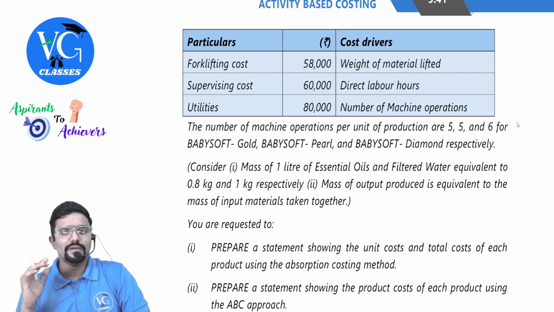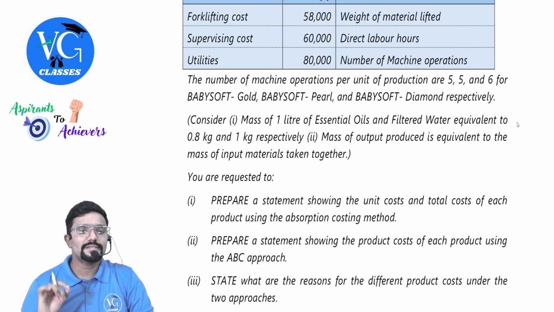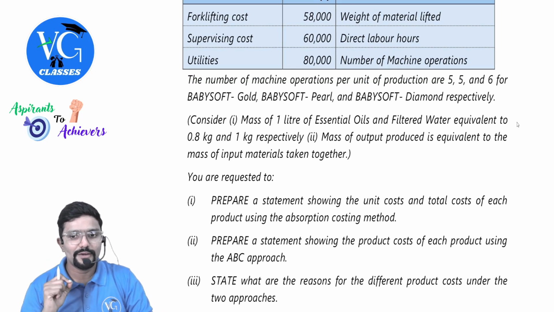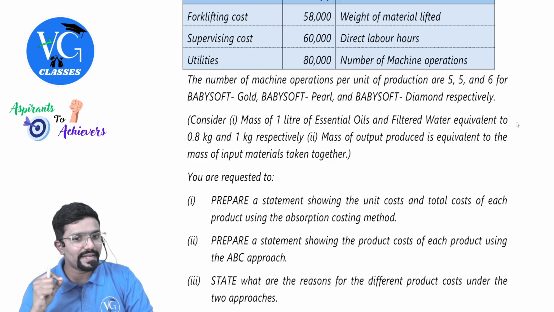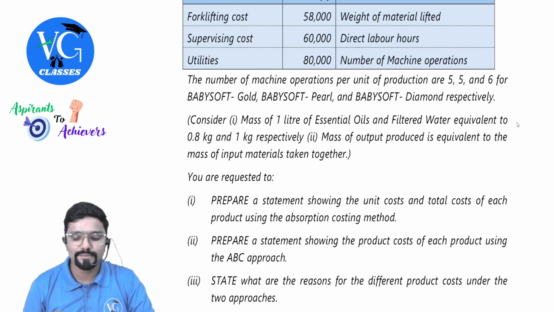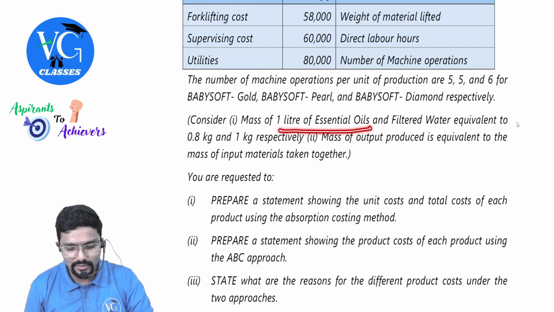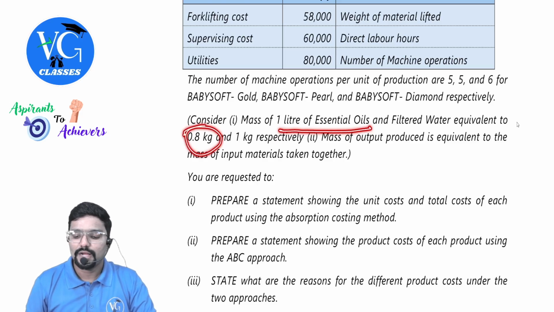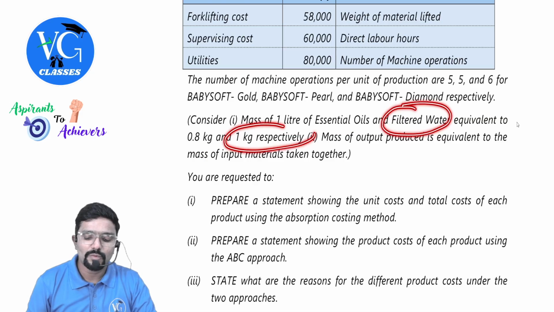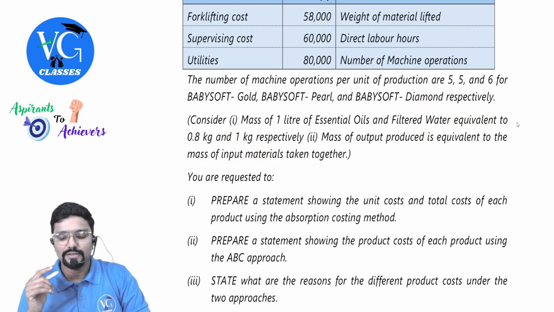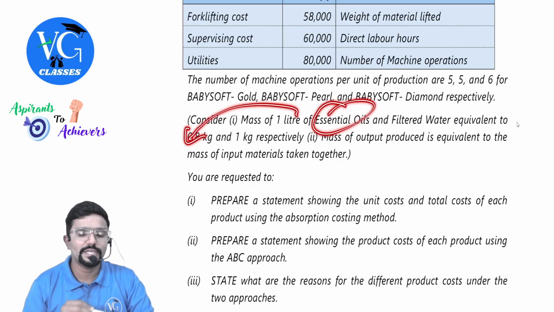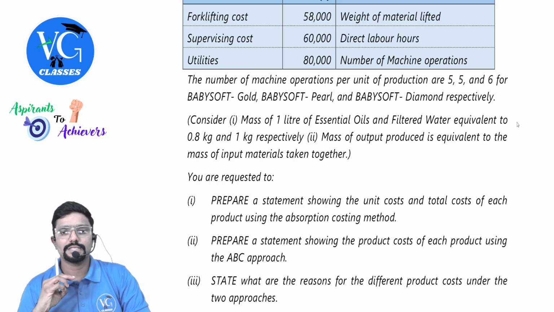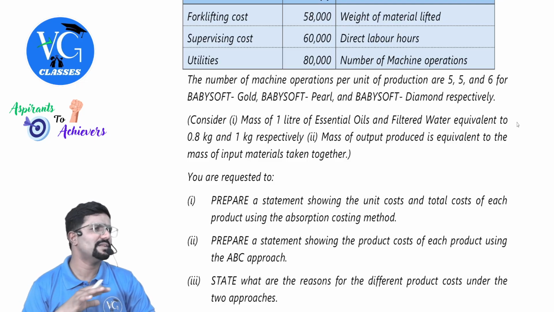For babies of gold, pearl, diamond. Consider mass of 1 liter of essential oil and filtered water equivalent to 0.8 kg and 1 kg respectively. Guys, simple. 1 liter of essential oil is equal to 0.8 kg. And 1 liter of filtered water is equal to 1 kg. Mass of output produced is equivalent to mass of input materials taken together. Means there is no loss.